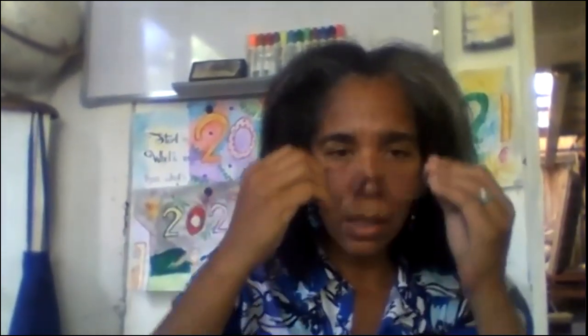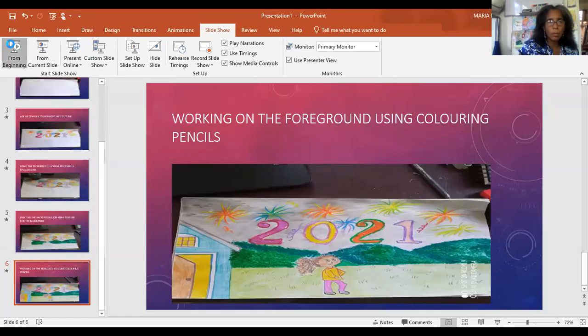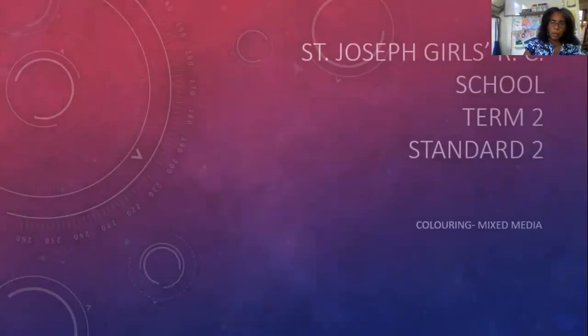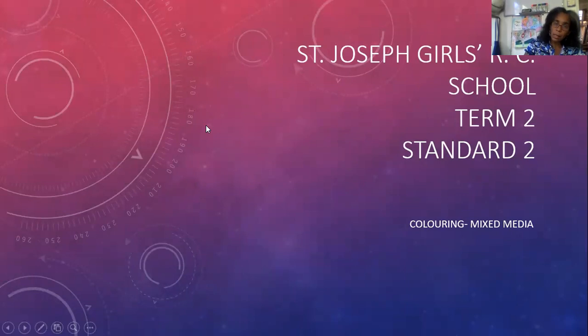Okay, let's see what we are going to do today. We are using the work from the last lesson, and we are looking at mixed media. We are coloring via mixed media. I'm sure a lot of you have paints, crayons, colored pencils, and oil pastels. Those are just some of the media that we are going to use today. There are others we can use to give color to an image.